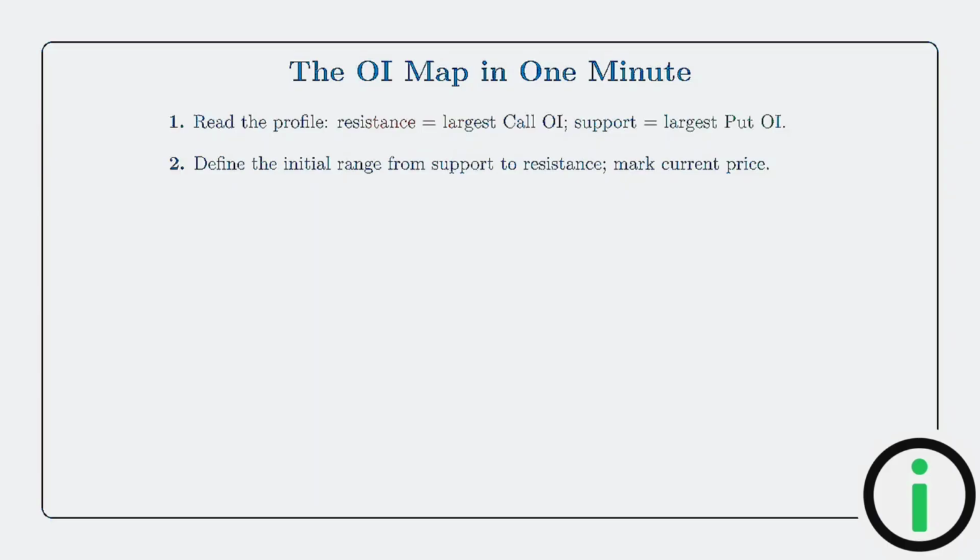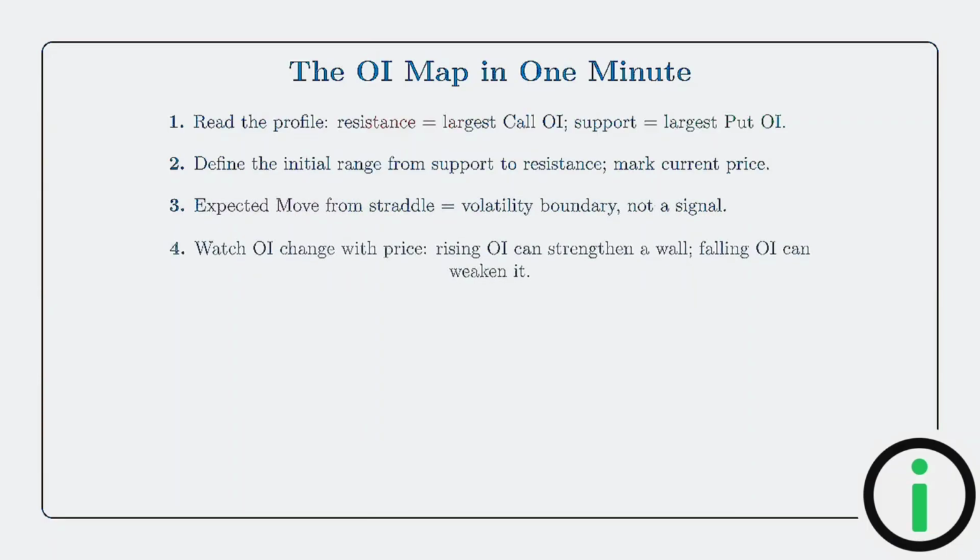22,100 minus 240 equals 21,860. And 22,100 plus 240 equals 22,340. Treat that band as a volatility boundary, not a signal. Fourth, watch change. Call OI rising by 25,000 at resistance while price stalls can strengthen the ceiling. Call OI falling by 35,000 while price rises can make a breakout more credible.